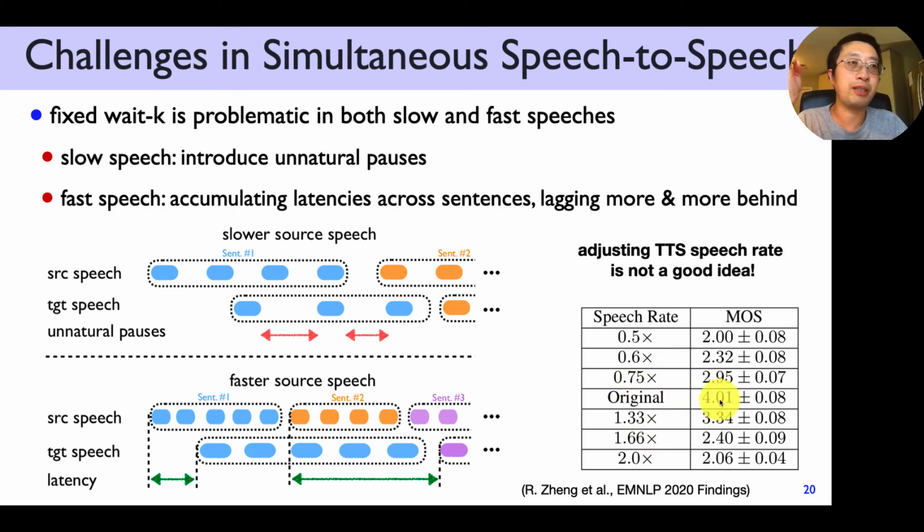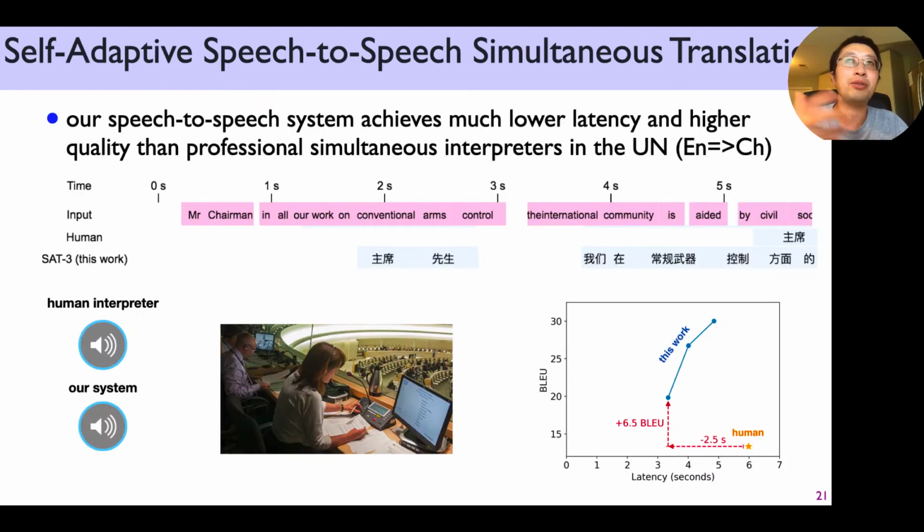So at the original speed, the MOS score is 4. If you play it twice as fast, it's only 2. People cannot understand, right? You cannot play it too fast. So you have to use a more algorithmic way, a new idea. Our idea is called self-adaptive. That is to summarize whenever needed, to elaborate when the speech is too slow, and to catch up when you're lagging more behind. And it actually achieves much lower latency and higher quality than professional human interpreters in the UN.